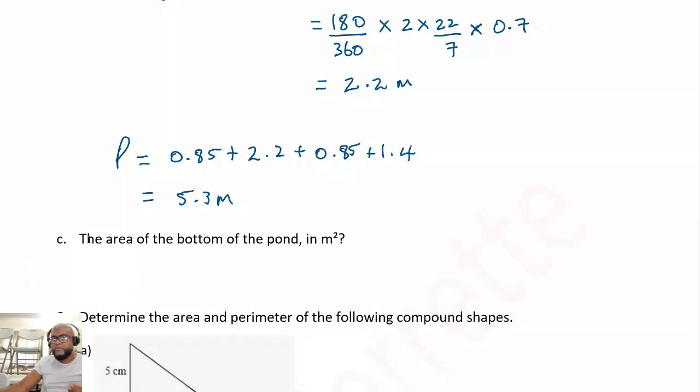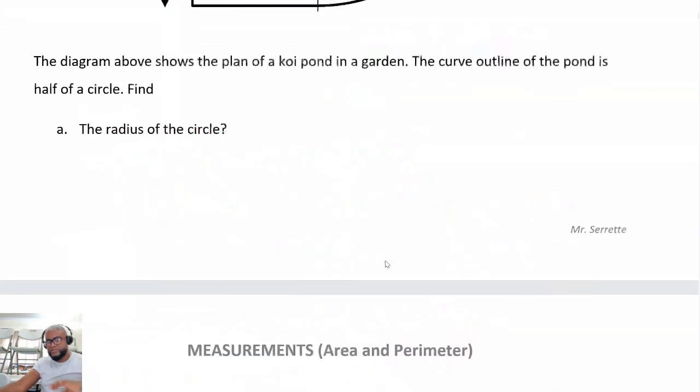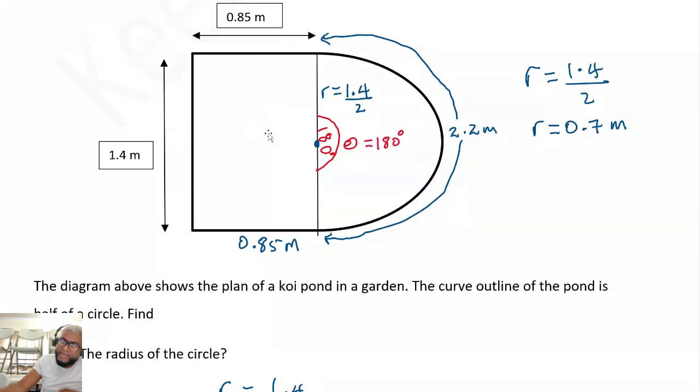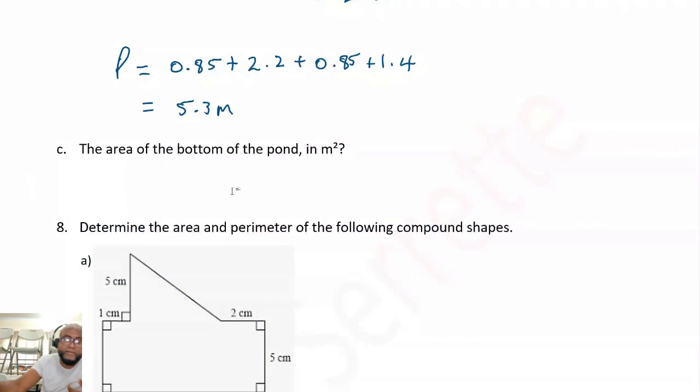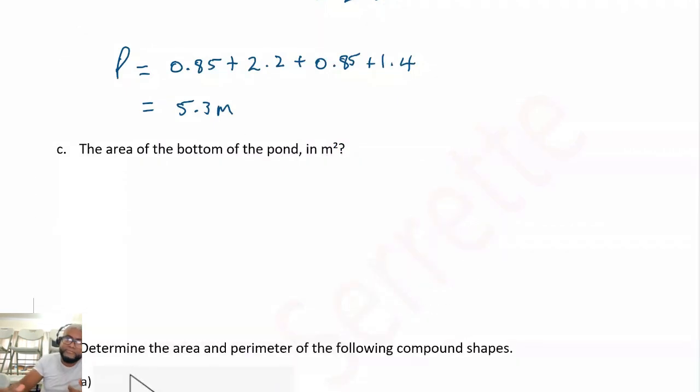Yes, sir. They want us to find the area of the bottom of the pond, right? They're just talking about the area of the shape because the shape represents a pond. What are the two shapes in this compound shape again? A rectangle and a semicircle. Right. So what is the formula to find the area of a rectangle, my brother? Length by breadth. All right.